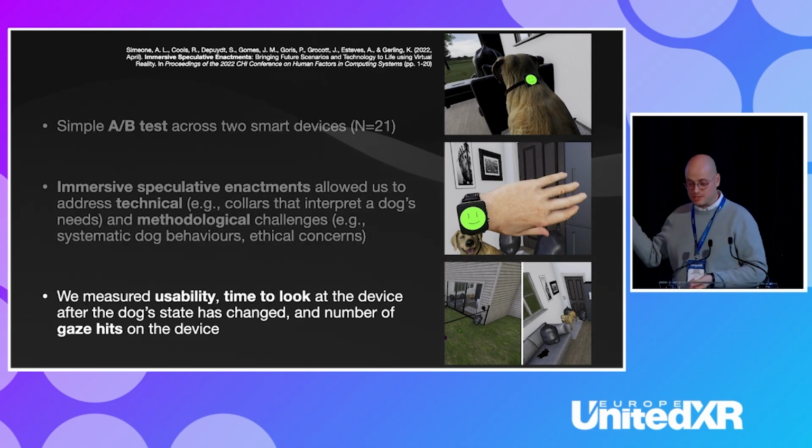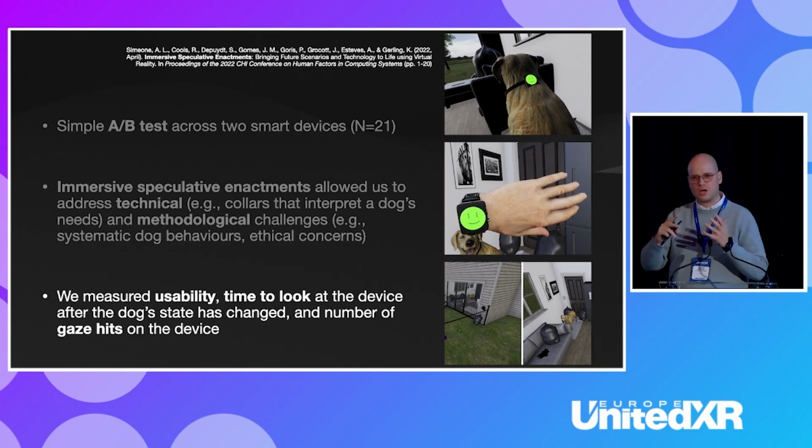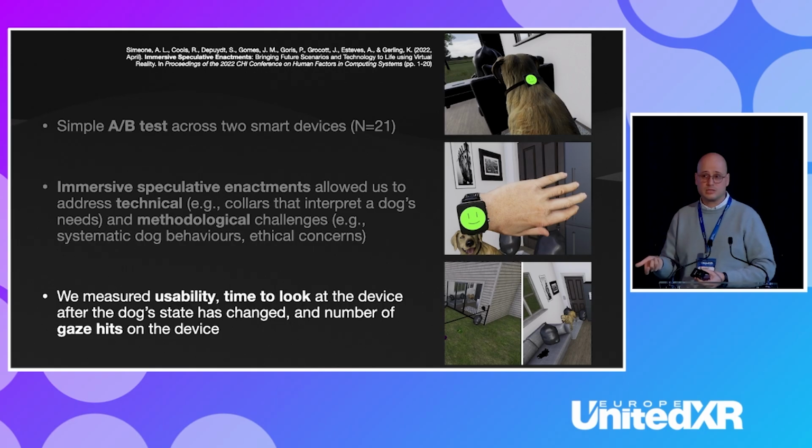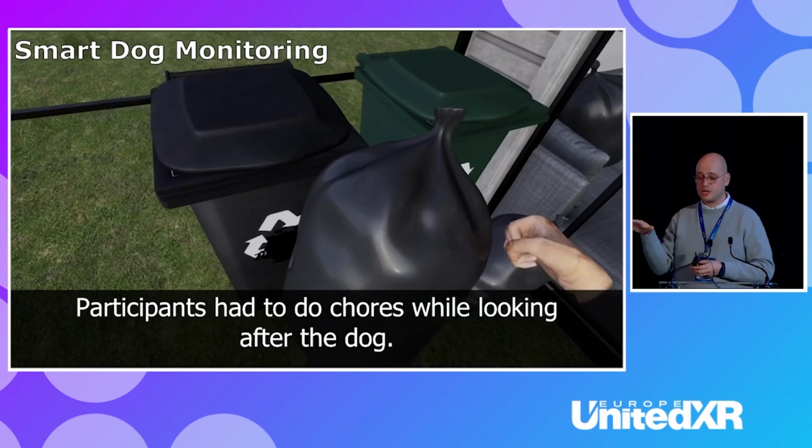So first, the metrics. So usability, time to look at the device after a change in the dog's state. When the dog goes from happy to sad, we had around 6 states for the dog, if I'm not mistaken, and the number of gaze hits on the interface. And I'm just going to show you a video. Participants were instructed to do general chores in the house.